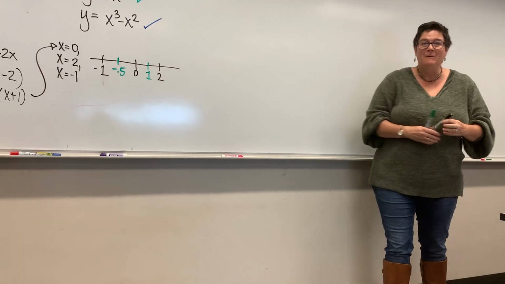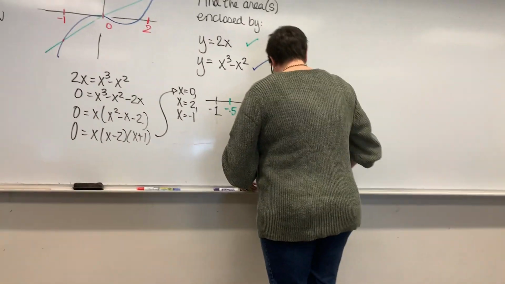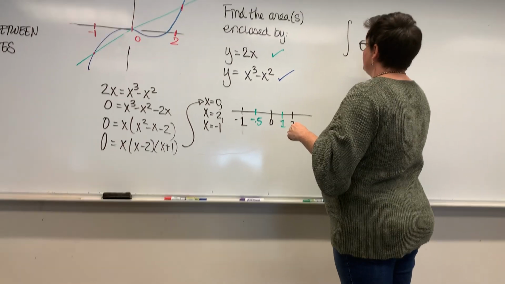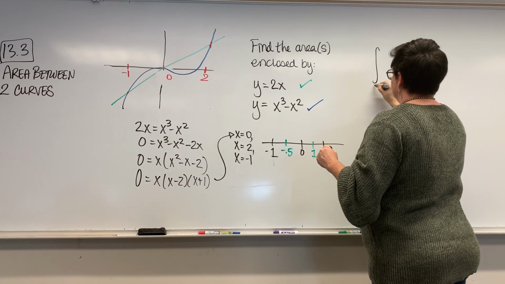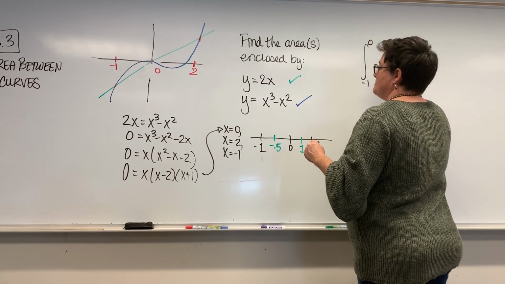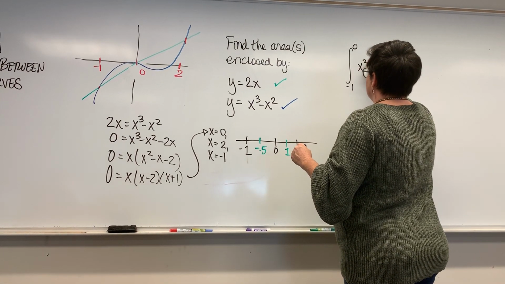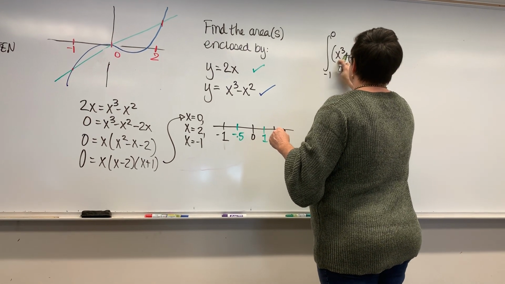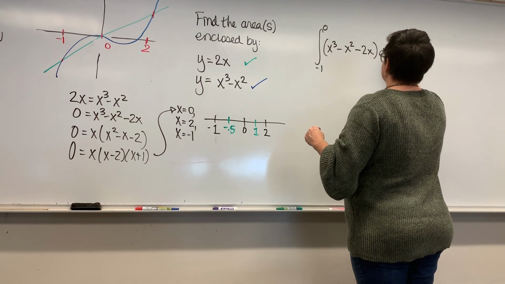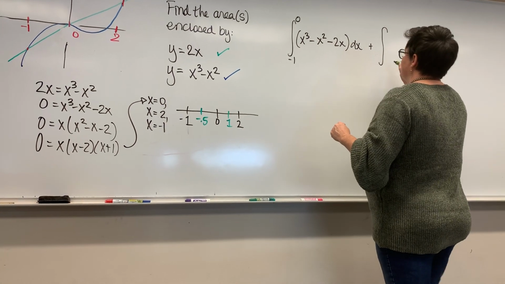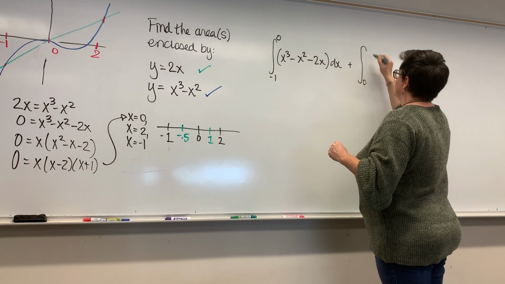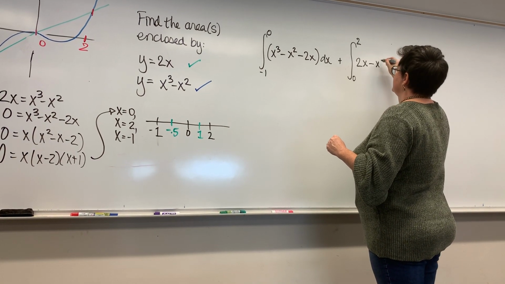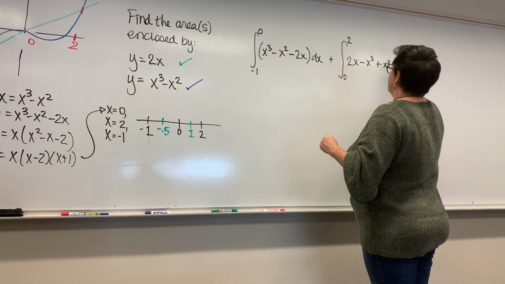Okay, so now what? Talk to me about setting this puppy up. I'm integrating from what to what first? -1 to 0. Okay, who's on top? x cubed minus x squared minus 2x, right? It's the top function minus the bottom function. How do I set up the second integral? 0 to 2. Who's on top? 2x minus x cubed plus x squared.